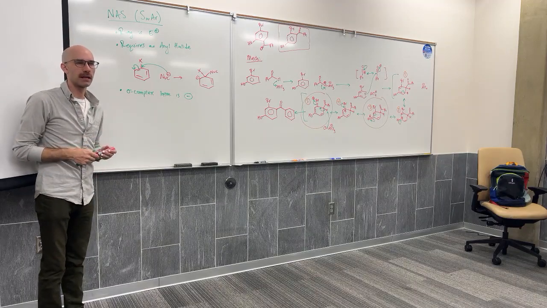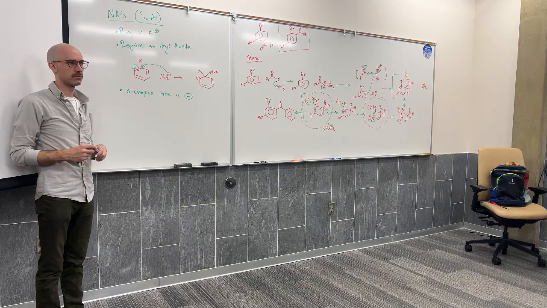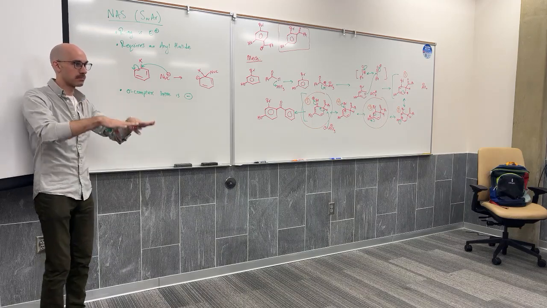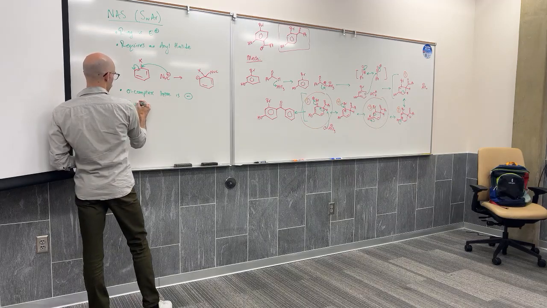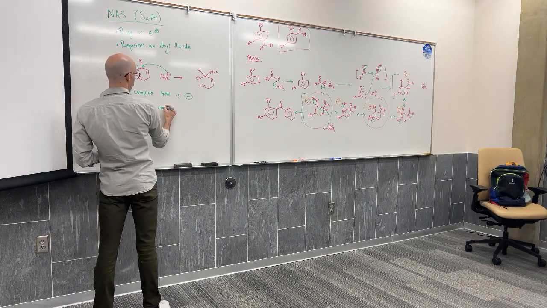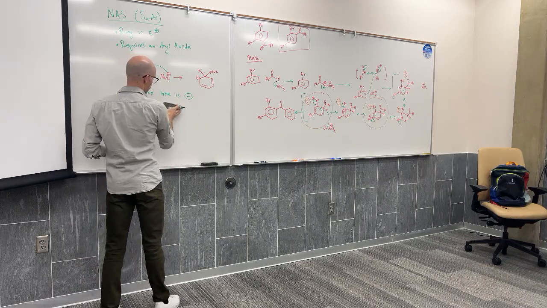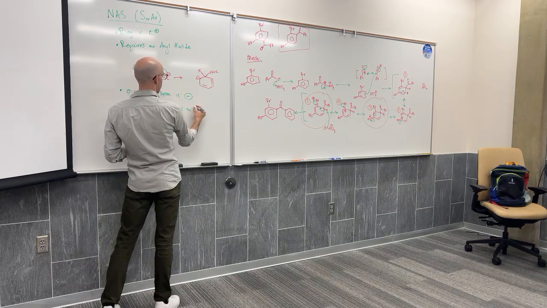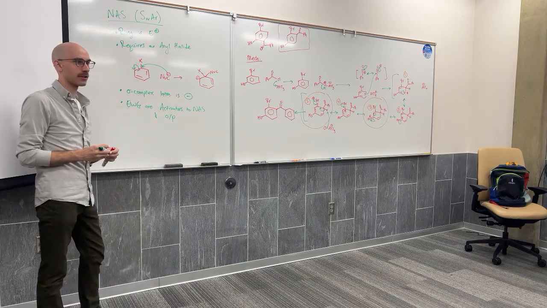What group could I put on a ring that would help stabilize a negative charge? An electron withdrawing group. A group that pulls electron density away from the ring, stabilizes that intermediate. So electron withdrawing groups are now activators. I'm not going to say now, they are activators to NAS, and they are ortho-para directors.